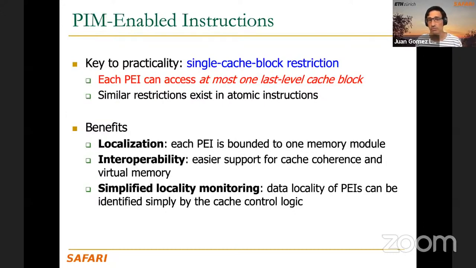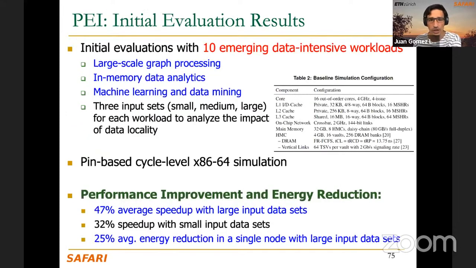And then we also have simplified locality monitoring. We are going to have near the CPU, near the cache hierarchy, a locality monitor, which is a unit that, every time a PEI instruction needs to be executed, checks where the cache line resides, whether it is in the cache hierarchy or in the memory side, and based on that, makes the offloading decision. And this is simplified thanks to the fact that we are using a single cache block. If we were using more, the decision would be more complex, right? If you're using, say, four cache blocks and two of them are in the cache hierarchy and the other two are in memory, now what do you do? So in this case, because it's only a single cache block, it's much easier to make the decision, right?